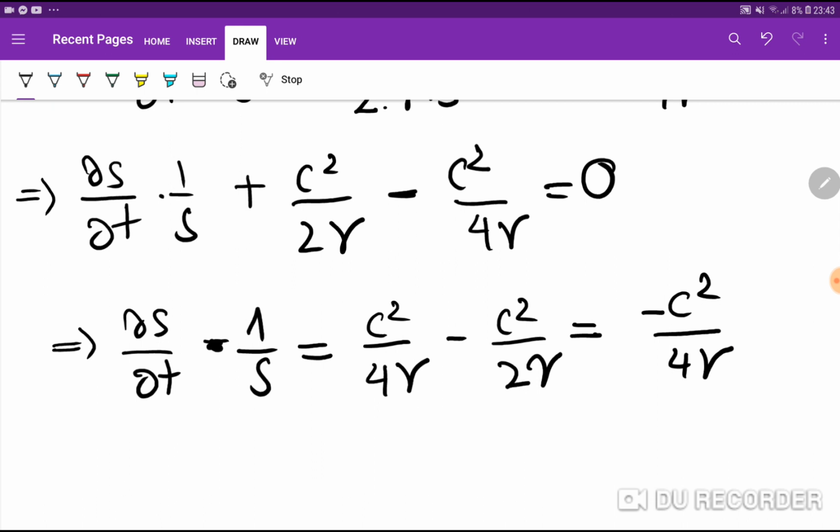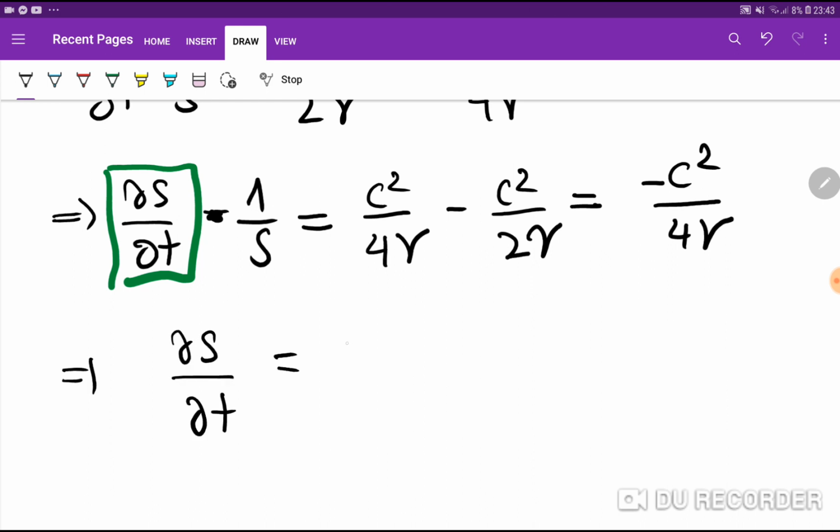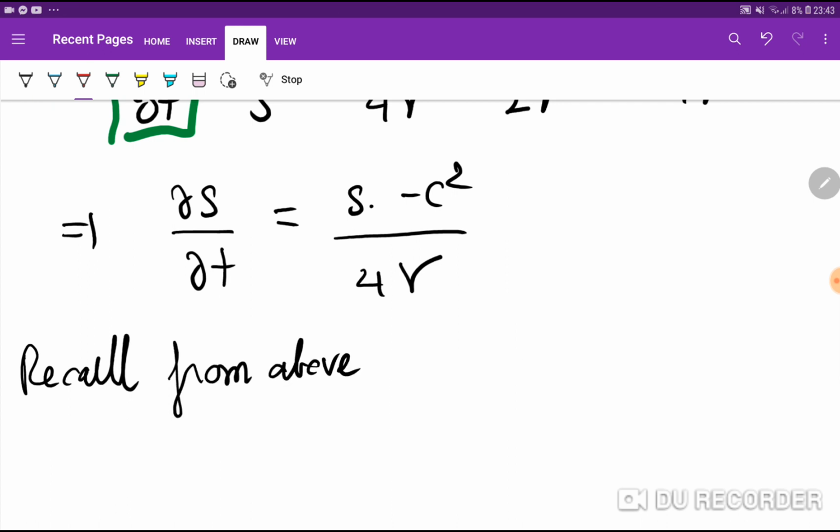Okay, now let's solve for the time gradient. Partial S with respect to T equals S times negative C squared over 4 mu. Okay, this is the interesting part. If you recall from above, we have derived it already, I think.